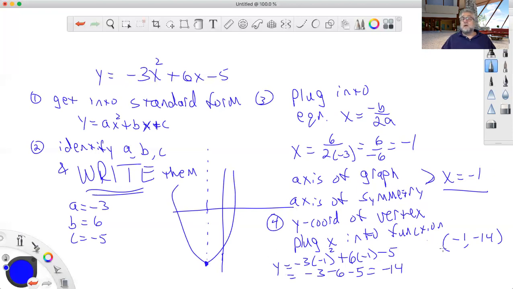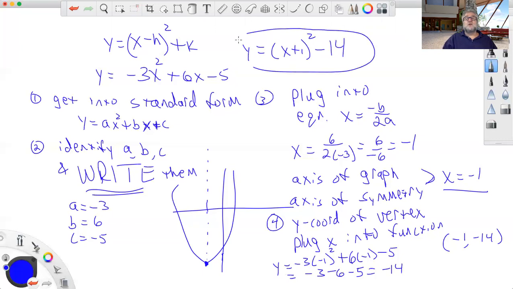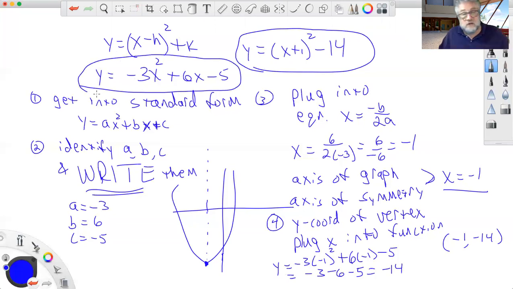And if I wanted to, I could write this now, instead of standard form, in vertex form. Y equals, let's see, the vertex coordinate is -1, and it was x minus h squared plus k, right? So y equals x minus a -1, which would be +1, plus k, so plus a -14, minus 14. So here it is in vertex form. Here it is, the parabola, in standard form, okay?